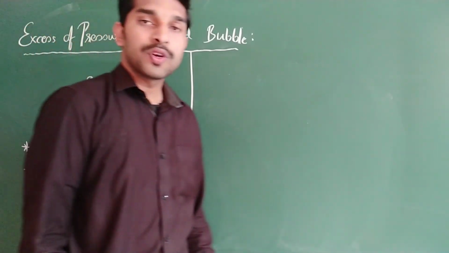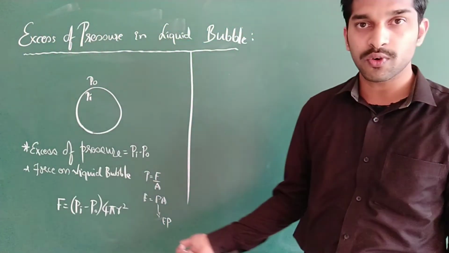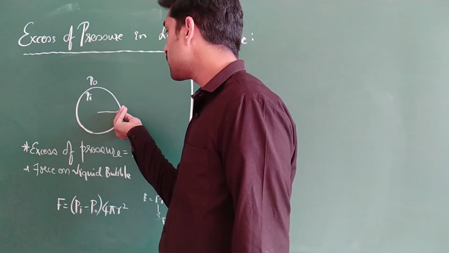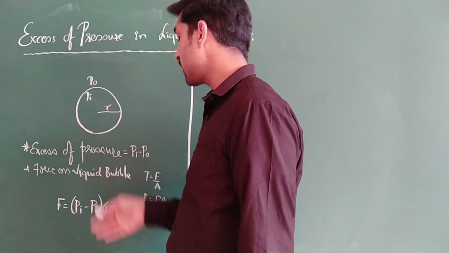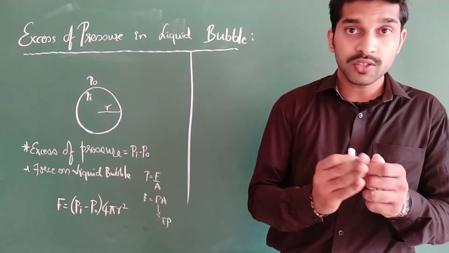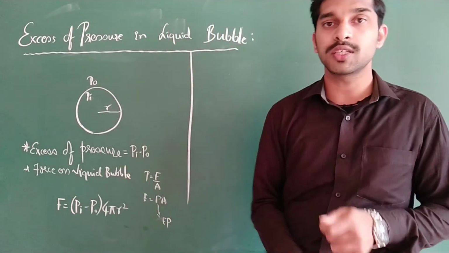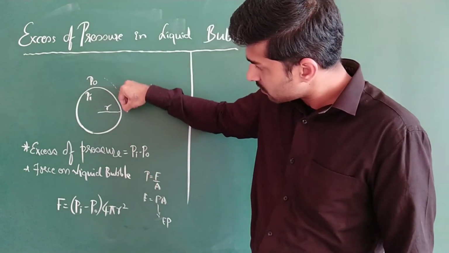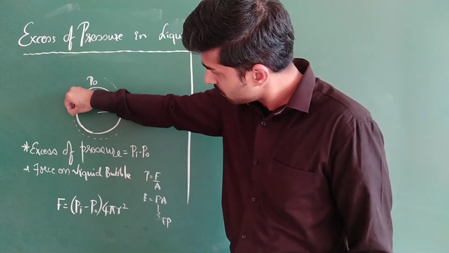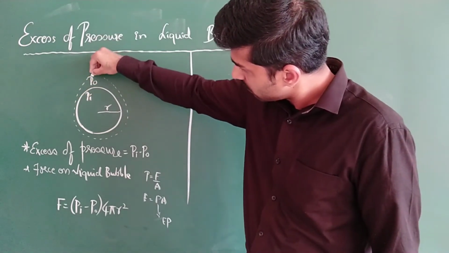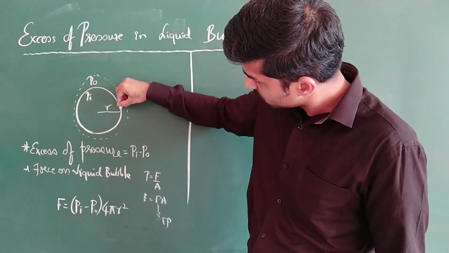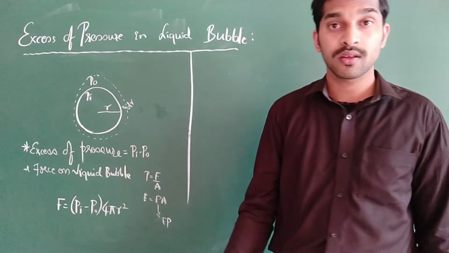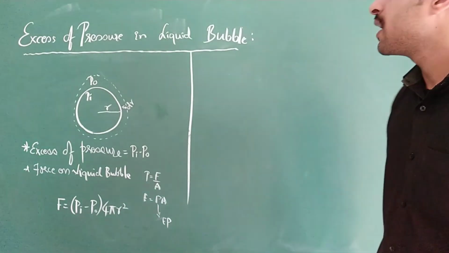So due to this force, what is going to happen now? Due to this force, again the radius of this bubble, if initially we choose it as r, is going to change from r to r plus dr. Clear? So r to r plus dr means this value is nothing but dr. Clear? Okay.